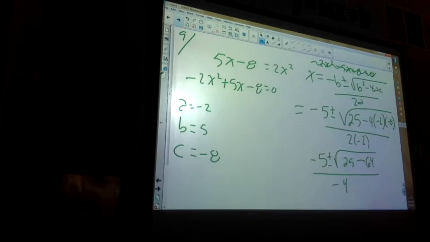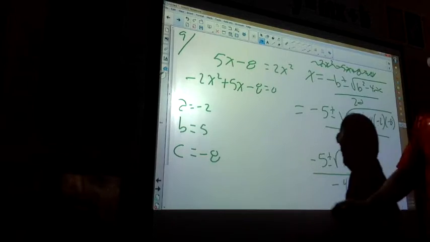So this becomes 25 minus 64, which is negative something. Could you factor that? Is it negative 49? Can't factor this out, unless it's negative 39?